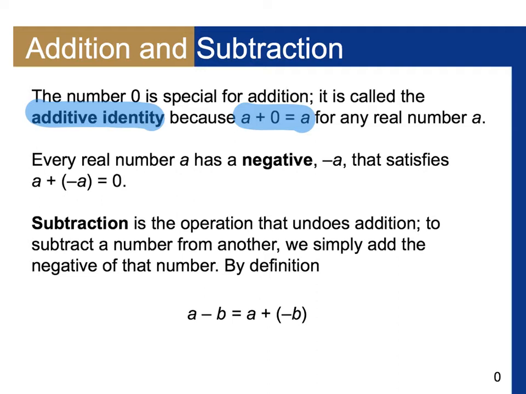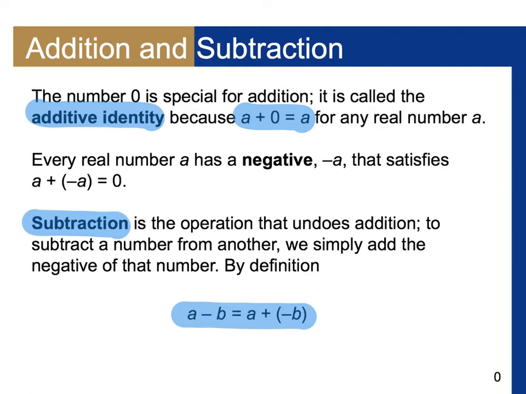When you're subtracting, basically you're just adding the opposite of a number. Okay, so if I'm saying a minus b, I can say just add the opposite of b. So a minus b is a plus a negative b.